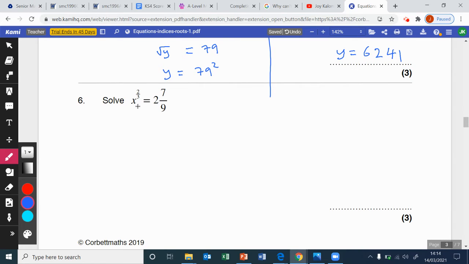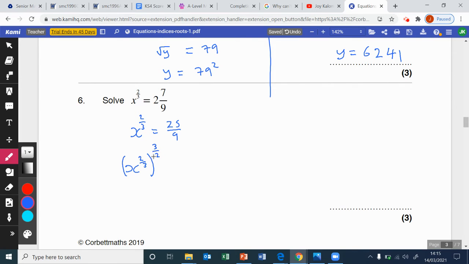Please. So we have x to the power of 2/3 is equal to, let's convert this into a top-heavy fraction or an improper fraction or whatever else you guys like to call it. So 2 times 9 is 18, plus 7 is 25 over 9. That is much nicer, guys. So what we're going to do here is raise both the left-hand side and the right-hand side to the power of 3 over 2.